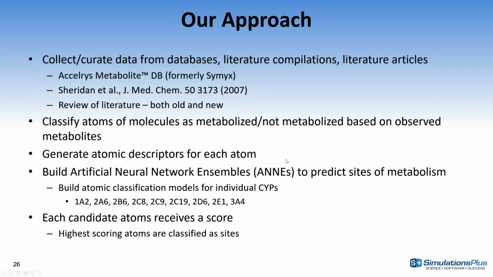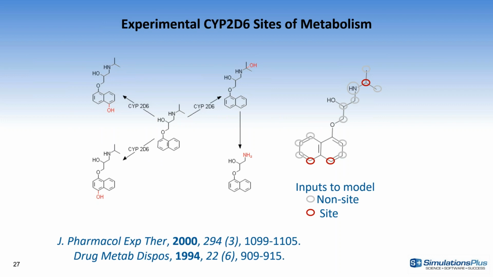Next, we classified the atoms of the molecules as metabolized or not metabolized based on the observed metabolites. Here we're basically building our data set as input into the model. We generated atomic descriptors for each atom, and then built artificial neural network ensembles to predict the sites of metabolism. Here, each row in the spreadsheet, instead of a molecule, is an individual atom in the molecule, and there's a column that indicates whether it is a site of metabolism or not. We built nine sites of metabolism models for these major CYPs. Each candidate receives a score, and the highest scoring atoms are classified as sites of metabolism. This is an illustration of a single molecule, propranolol, from these two journal articles. Propranolol is hydroxylated in two positions on the naphthalene ring.